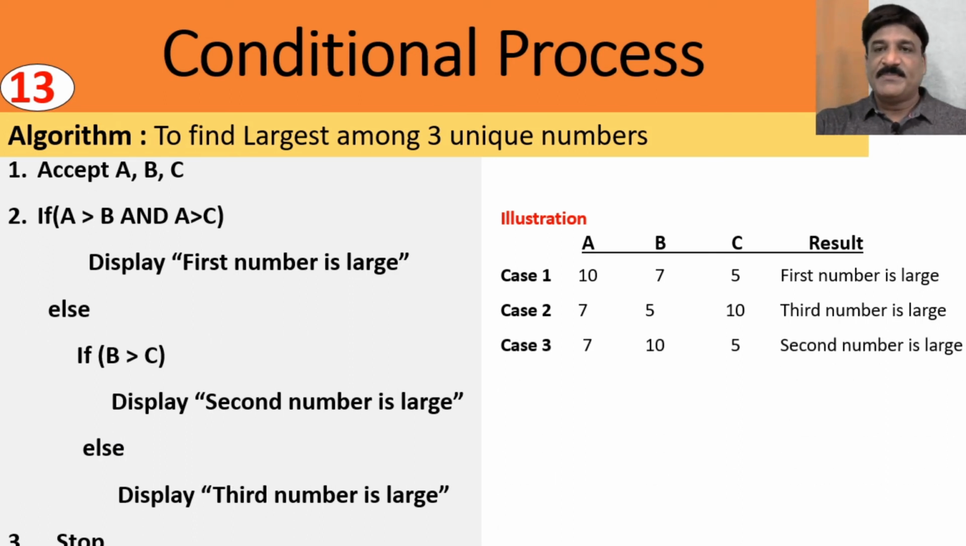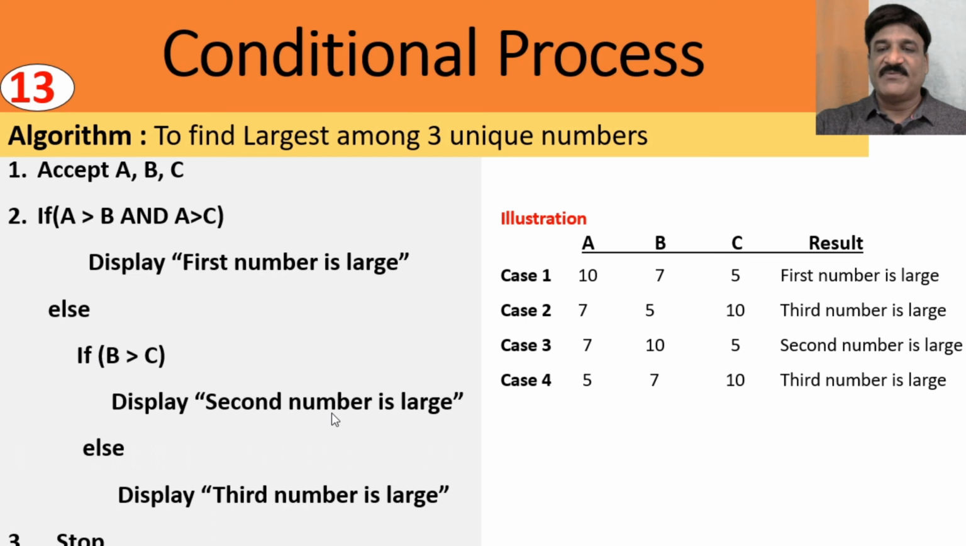Now take one more sample data. 7, 10, 5. 7 is greater than 10, no. The condition here itself fails, so it is not necessary to check whether the second condition is true or not. Control will be transferred directly to the else part. 10 is greater than 5? Yes, so second number is large.